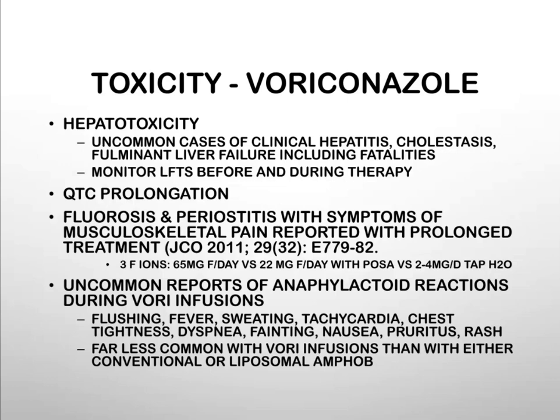Voriconazole is a QTc prolonging drug, as is Fluconazole and Posaconazole. Voriconazole, interestingly enough, can cause fluorosis and periosteitis with symptoms of musculoskeletal pain. This has been seen with patients on prolonged therapy, usually for months, and is associated with the fact that there are more fluoride ions in Voriconazole, 3 fluoride ions per molecule. So you get about 65 milligrams a day of fluoride. It's actually more than you see with Posaconazole, and dramatically more than you get with treated tap water.